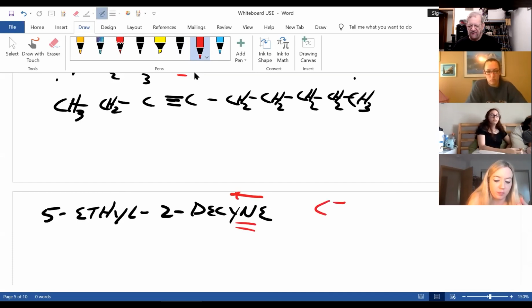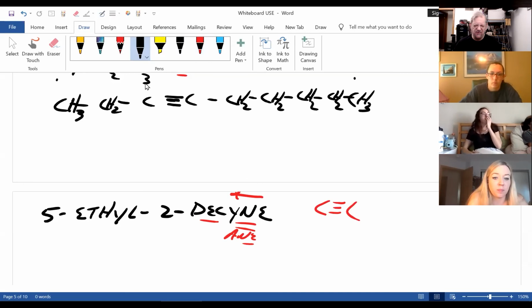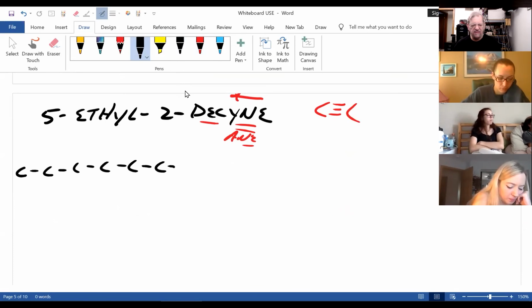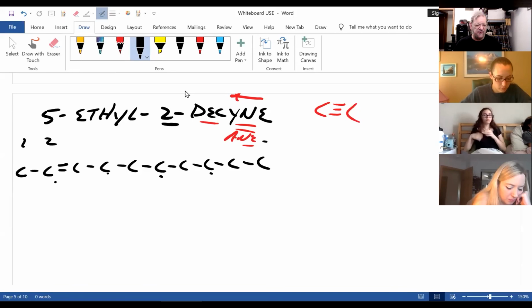YNE ending, triple bond. If this were ANE, decane, 10 carbons. I better get to work. Now, where's the triple bond? Carbon 2. So if I do this, you could have started from this end, but most of you won't. So I'll do what you do. Triple bond. But am I done?